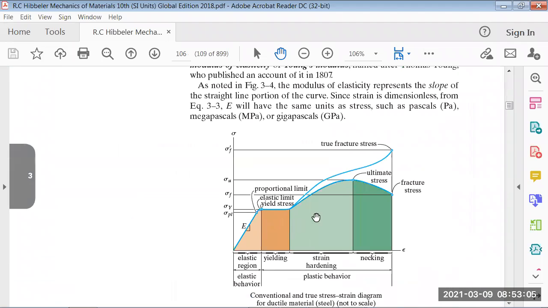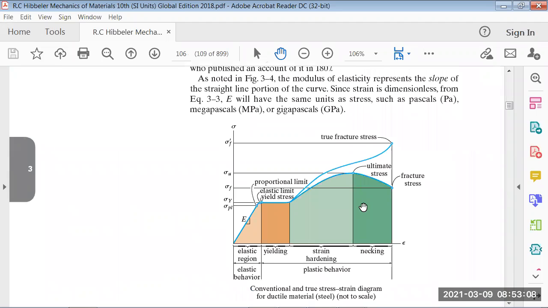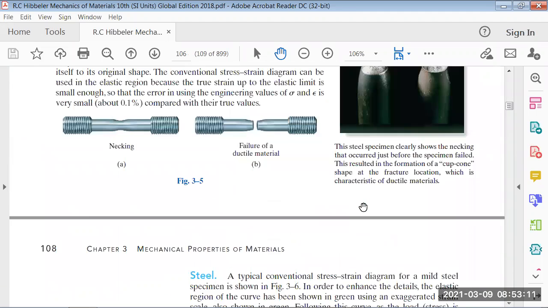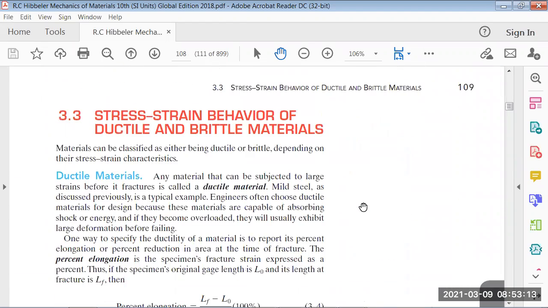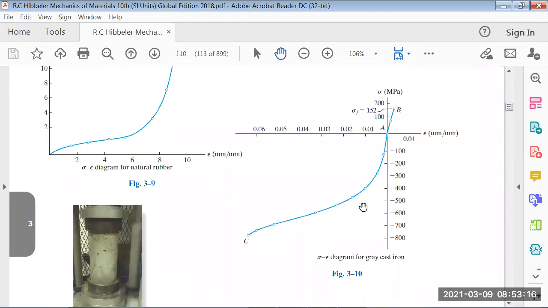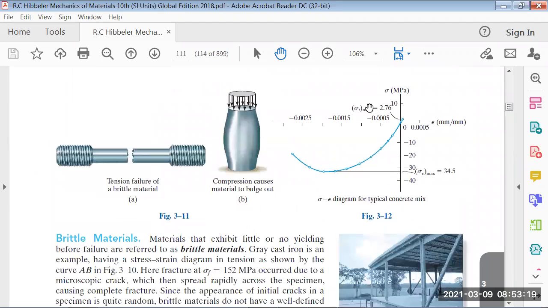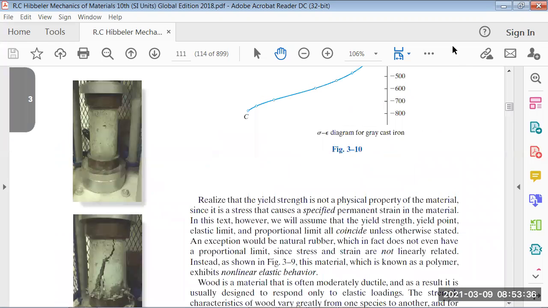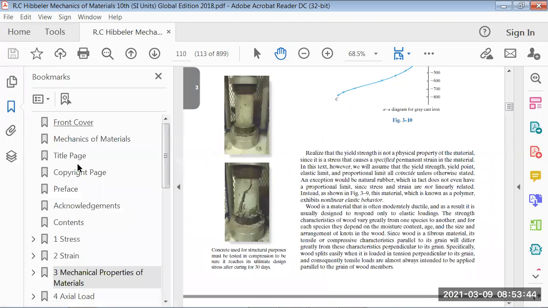This is how steel behaves in terms of stress and strain, and you also need to understand how concrete behaves if you are studying reinforced concrete design, in compression and tension. This is concrete in compression, stress versus strain, and this is the graph for concrete in tension, stress versus strain. Okay, so that's all. We move to the next chapter. So this was chapter 3. We move to chapter 4.